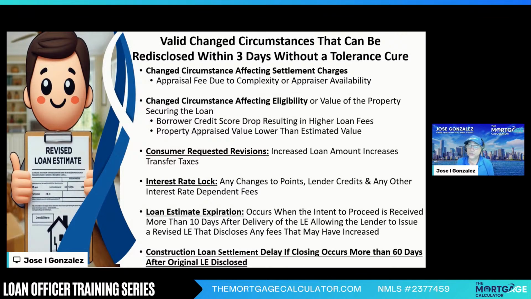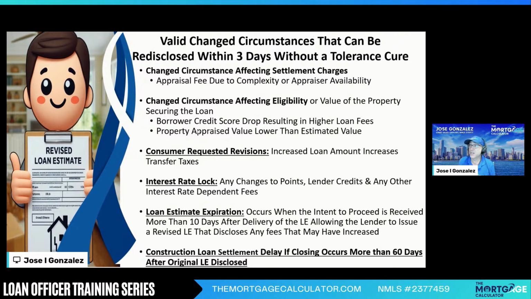For example, you estimated the appraisal fee was going to be $500. But now, due to the complexity of the appraisal or appraiser availability, they just can't find someone to pick up the order for $500, but the cost would be $800. You have to redisclose that new higher fee to the borrower within 3 days of your awareness of the higher fee. It's not really when the customer pays it. It's when you became aware that that additional fee was going to be needed.